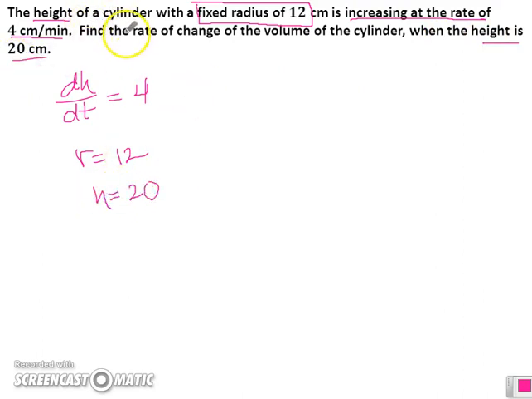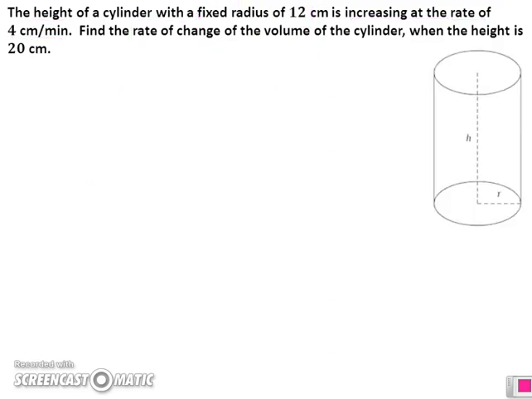And the question is asking us to find the rate of change of the volume of the cylinder. So they're asking us for this. Okay, let's draw a picture. It's always nice to see a picture of what we're dealing with. So if we want to know the rate of change of the volume, that means we need a volume equation. The volume of a cylinder is pi r squared times the height. It's the area of the base times the height.